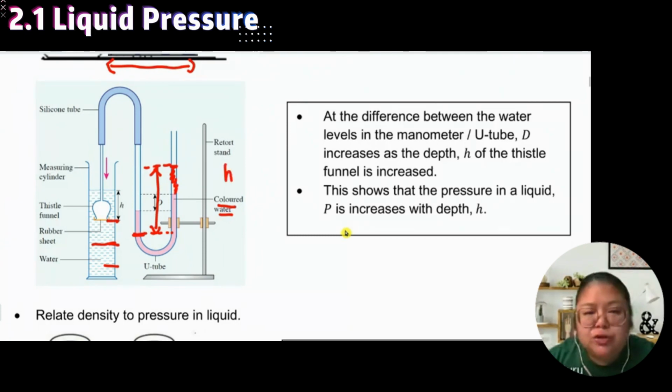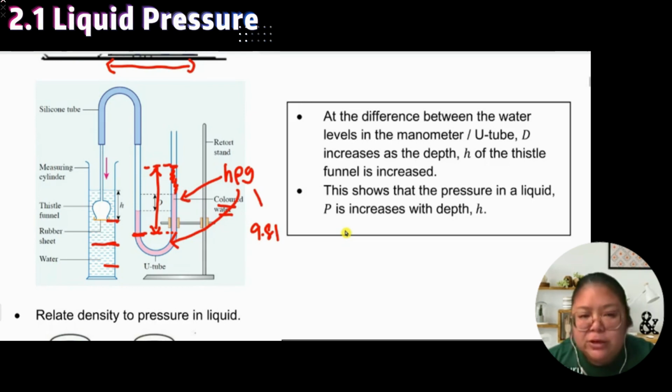So h rho g. This one is h, the difference in depth. The density depends on what liquid is inside, and the gravitational acceleration is normally 9.8. Excuse me, so you don't misunderstand, the density is of this liquid. The h is not the U-tube. This one depends on the depth you go to. The difference between the water levels in the manometer U-tube, we label as d, increases as the depth h increases.